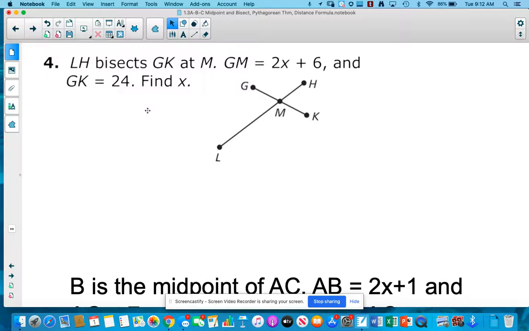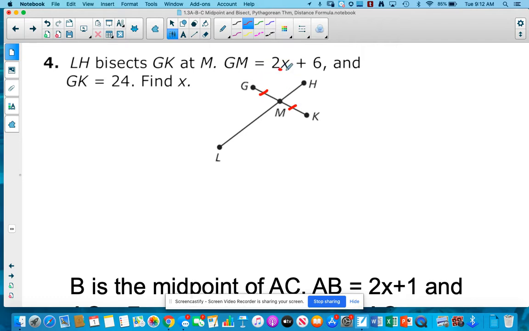Okay, so let's look at part 2 of 1.3a, midpoint and bisecting. All right, so number 4 states LH bisects GK. So LH bisects GK at M. So from that, we can say GM is congruent to MK.